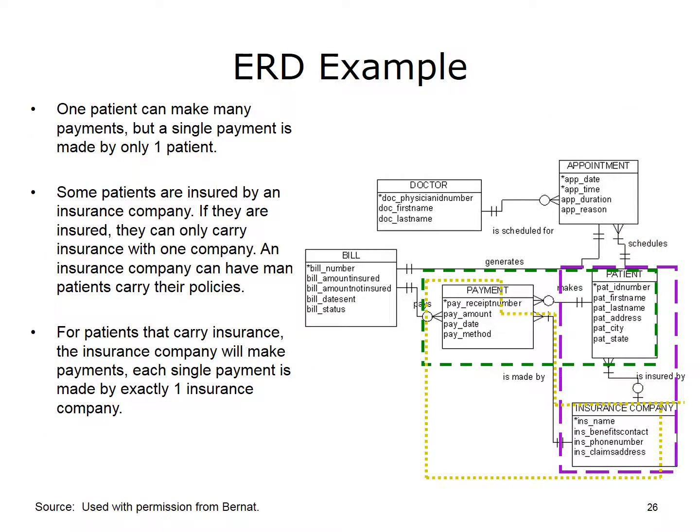In the green box, one patient can make many payments, but a single payment is made by only one patient. In the purple box, some patients are insured by an insurance company. If they are insured, they can carry insurance with only one company. An insurance company can have many patients carry their policies. In the yellow box, for patients that carry insurance, the insurance company will make payments. Each single payment is made by exactly one insurance company.